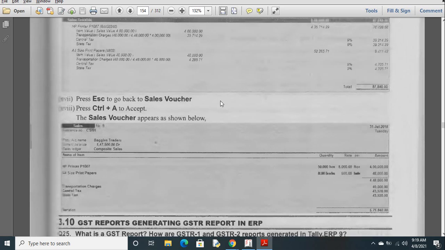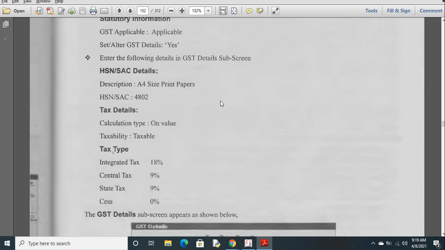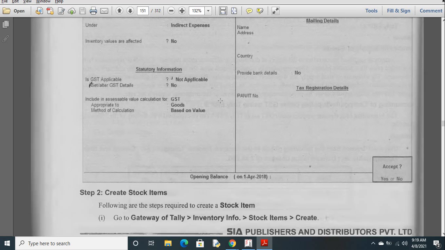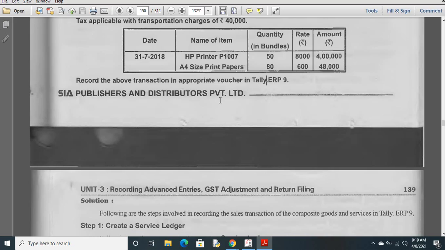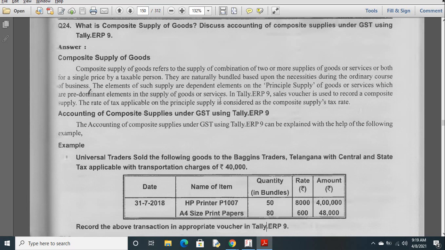So this is all about composite supply. Do you have any doubts in this composite supply? In necessary situations, we'll purchase multiple items as a combination of items, so that is considered as composite supply. In this, we'll enter the transaction just like we have the previous transactions.